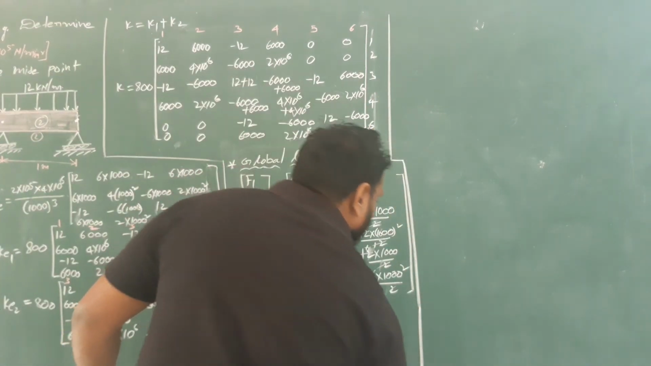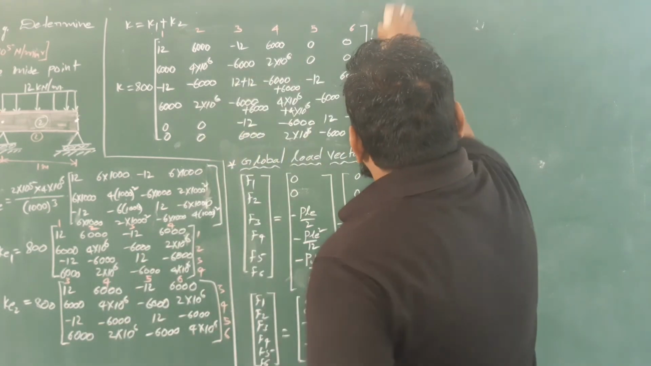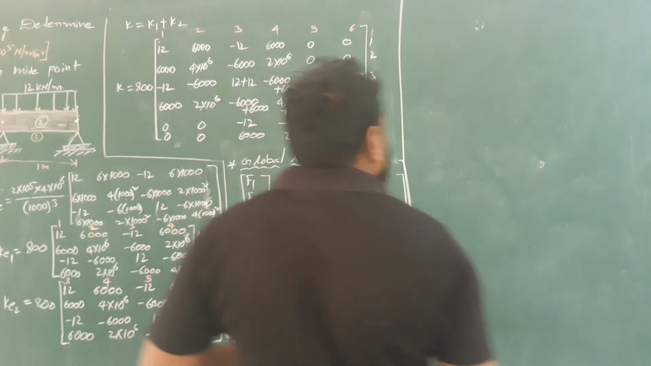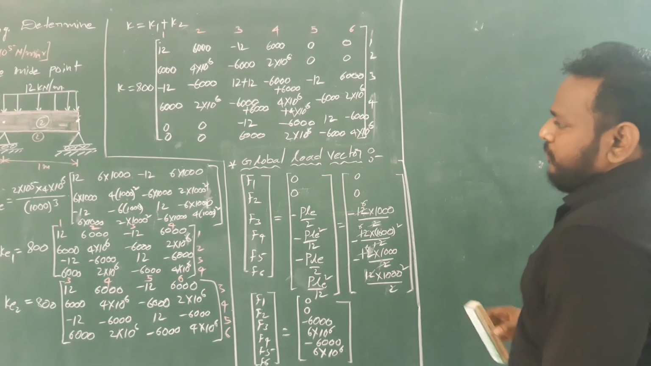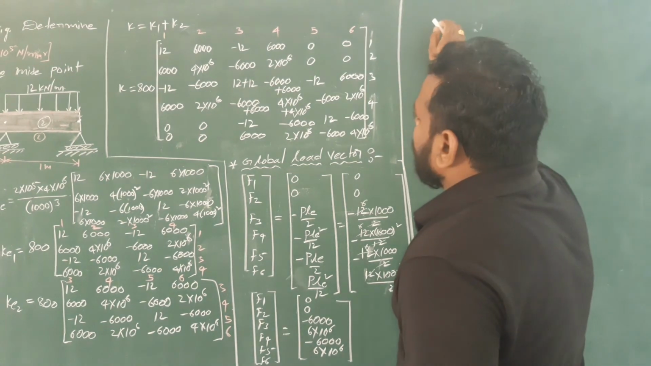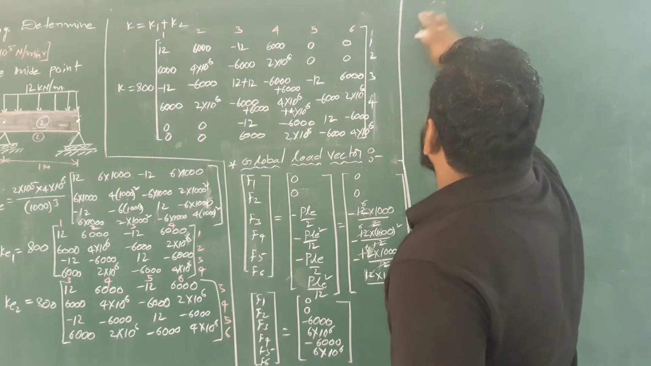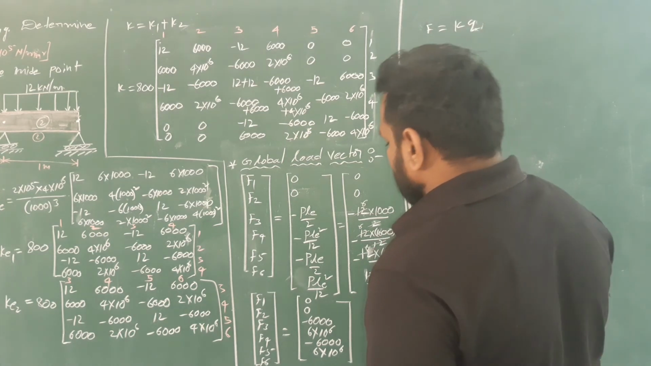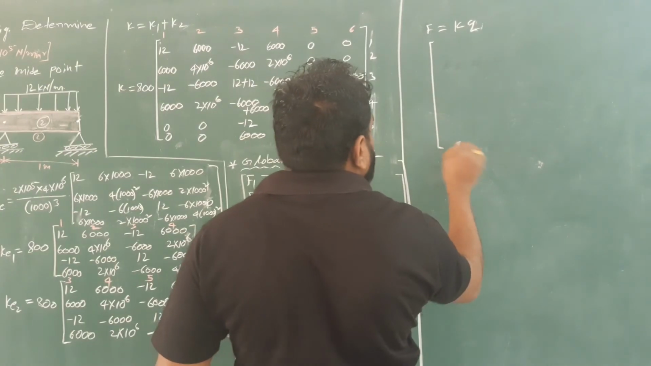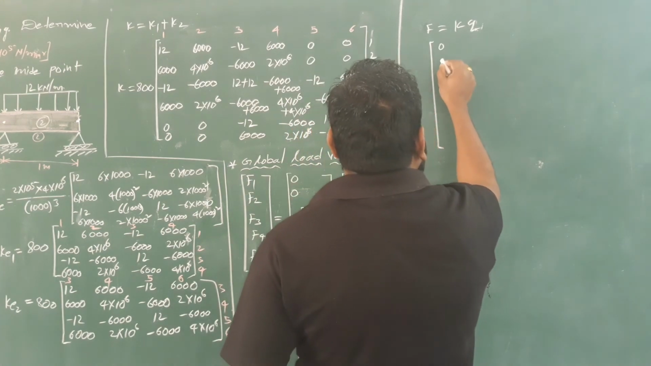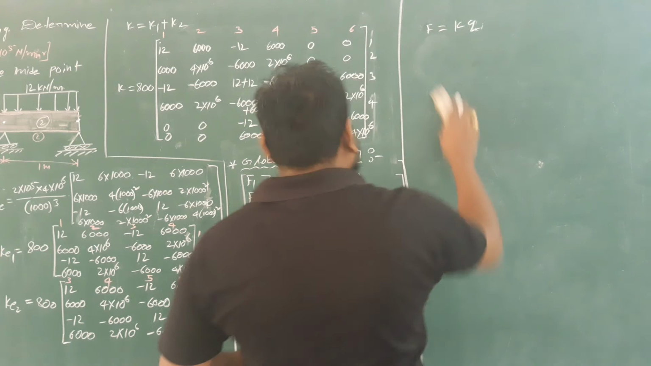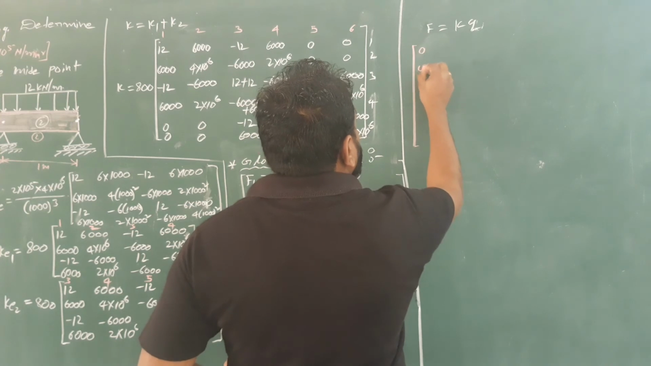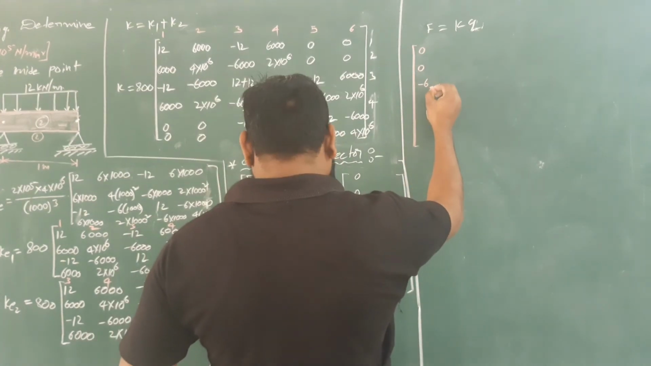Okay, now apply FEM, that is finite element method, entire equation. Okay, you know that F is equal to KQ. You know that forces. So substitute all these forces here. Okay, so 0, 0, 0, 0 and 6000.